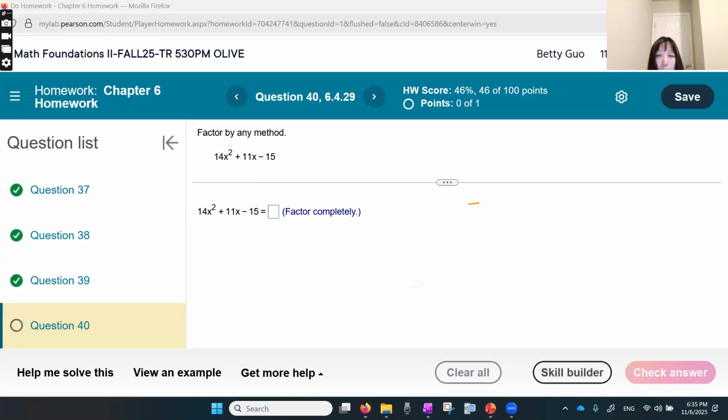All right. GCF? No GCF. So slide divide slide. Is x squared plus 11x minus, help me out, what is 14 times 15?